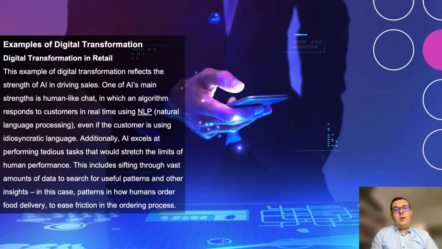And artificial intelligence, of course, excels at performing tedious tasks that stretch the limits of human performance. So let's say if we implement this artificial intelligence chatbot module to converse with a customer, we can move our employees to do some other meaningful tasks instead of this dull and boring conversation with a client that a chatbot can replace. These limits of human performance include sifting through vast amounts of data to search for useful patterns, analyze all the data and gain meaningful insights. In this case, patterns in how humans order food delivery to ease friction in the ordering process.